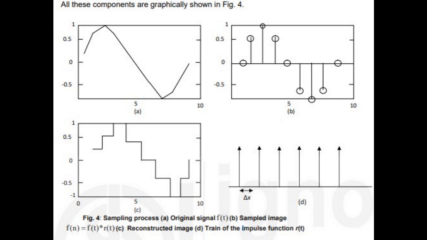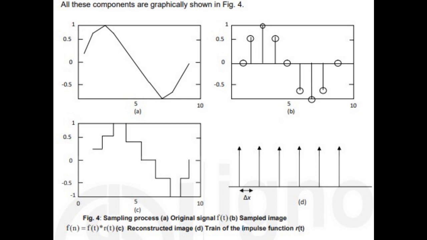This idea of one-dimensional sampling can be extended to 2D images also. The 2D railing function is known as the comb function. It is arranged as a rectangular grid of unit impulses separated by delta x and delta y.